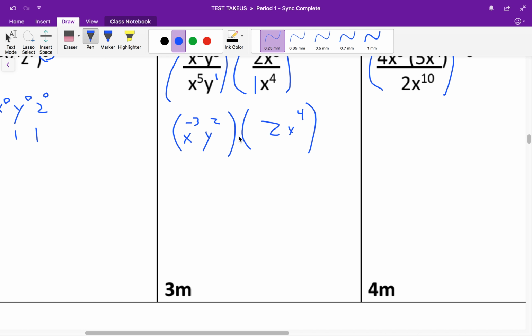Now I'm leaving this negative here because we just have a multiplication, so we'll just run it through to see what happens. Now we're doing multiplication, so we're going to add. So 2 times 1, so 1 out here, is going to be 2. Negative 3 plus 4 is going to be x to the 1. And there's no y over here, so it's going to be y squared.